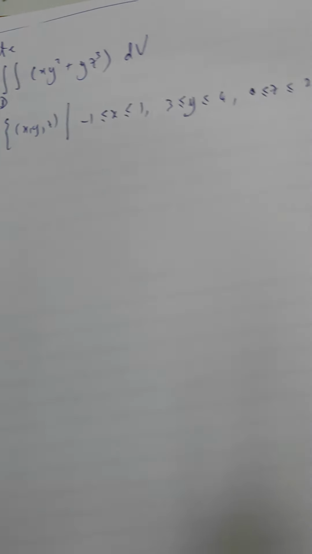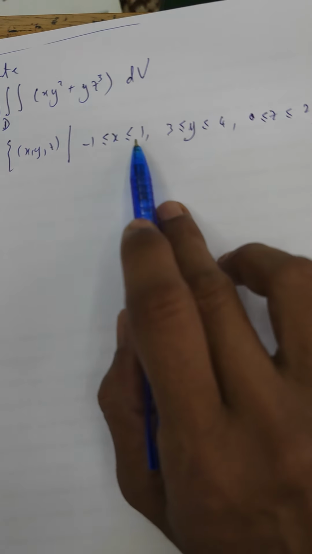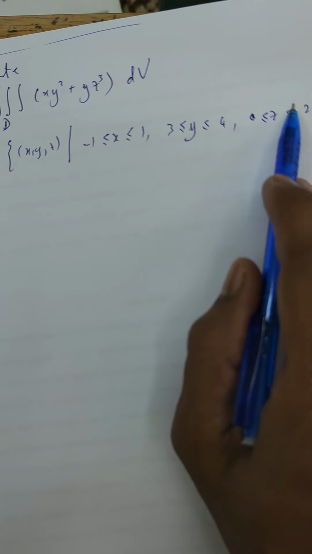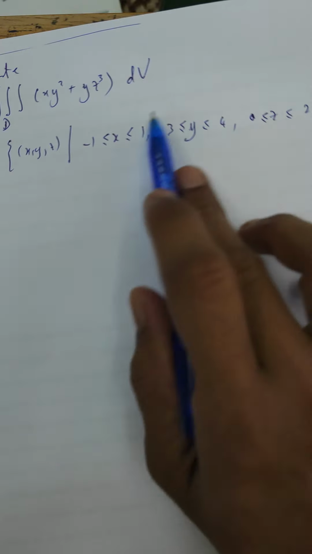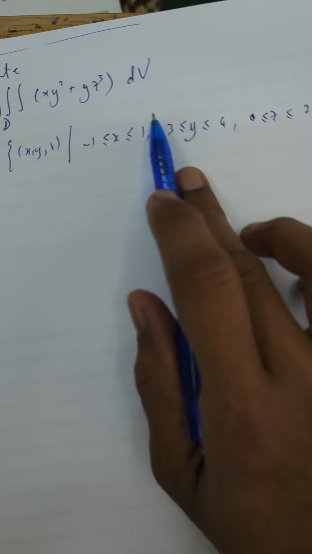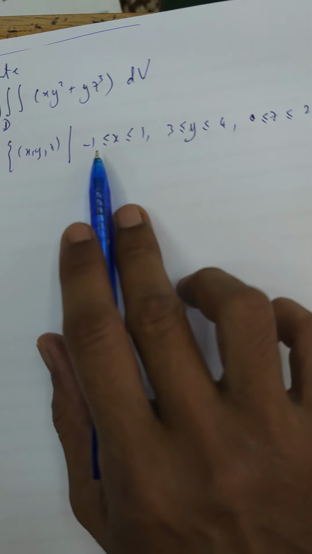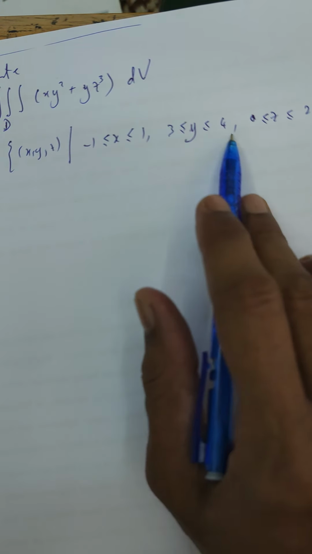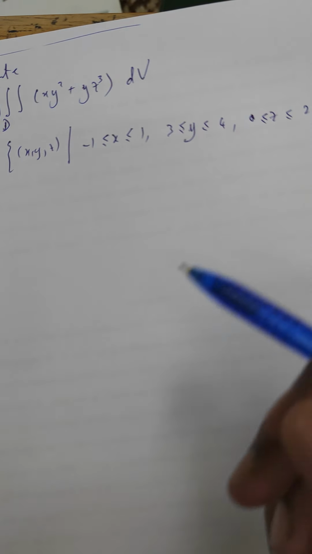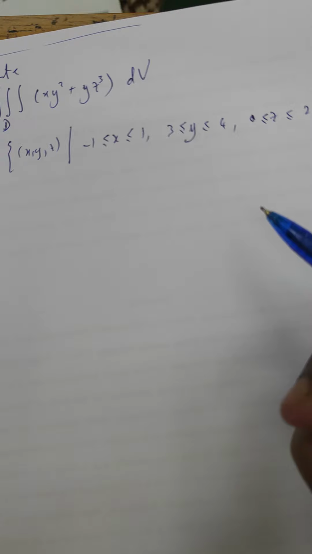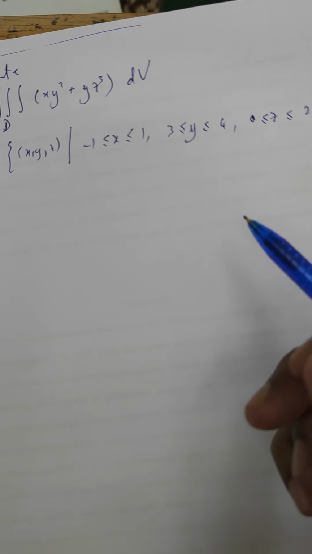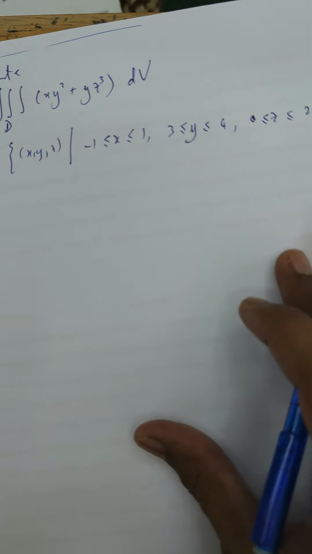So if you look at the region D, this is just a rectangular box, a cuboid, not a cube. So again, the limits of integration are not difficult to determine. You just take x from -1 to 1, y from 3 to 4, z from 0 to 2. So in this case, you might not need to sketch the region. So we just evaluate.